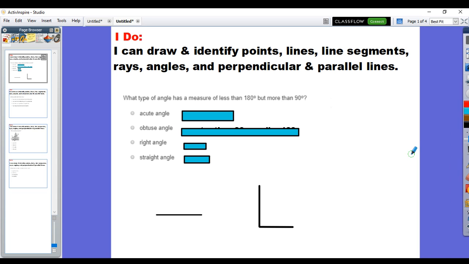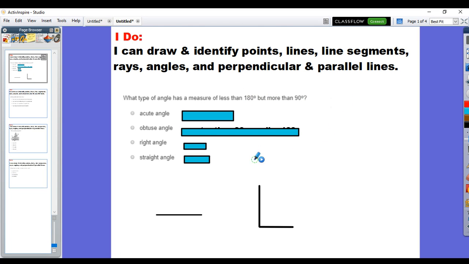All right, today we're going to continue learning about geometry. Last week, or Monday, we started working on our vocabulary. Today, we are going to use that vocabulary we learned about and do some test style questions. Here we go. What type of angle has a measure of less than 180 but more than 90 degrees?